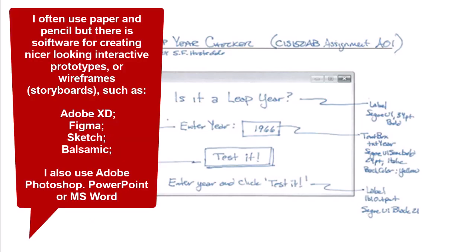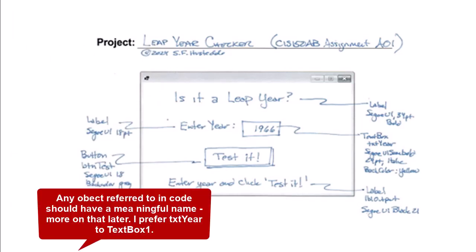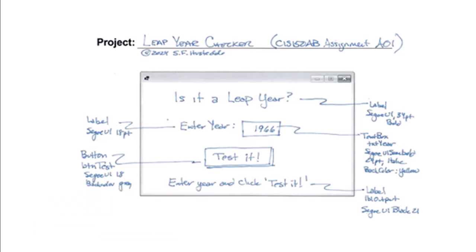So at the top, this is my storyboard. I simply sketch out what it should look like and identify those controls. And in some cases, they have names, such as the text box there is named txtYear. And I put some properties there in terms of the fonts, maybe the background color. You could do this in color if you wanted, using something like Photoshop. I usually just sketch this out with paper and pencil. And the idea behind this is now I have a blueprint of what my program should look like.